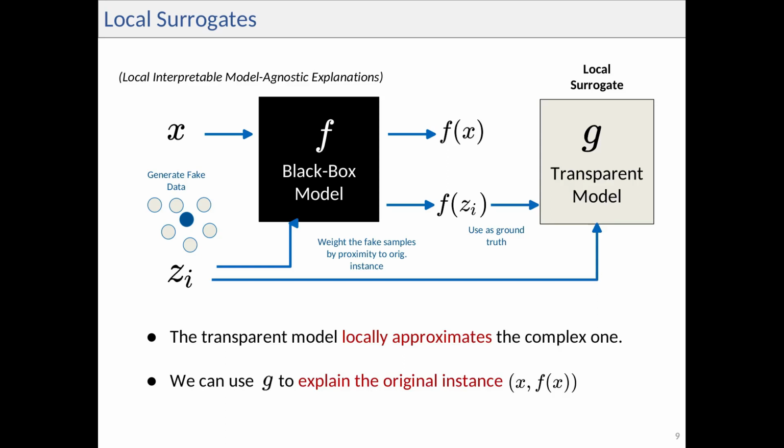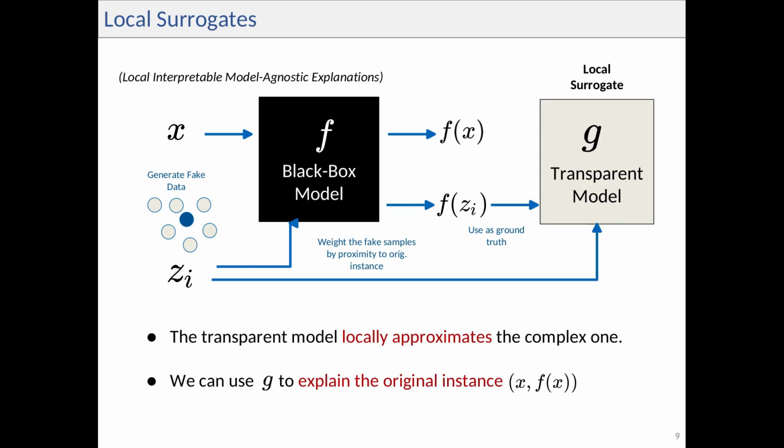But now we don't use many of these outputs to train G, because we want G to approximate f around a single instance. So what we do is we have this one single x, which is the instance around which we want to build G, and we generate a lot of fake data around x by perturbing it, and we call all these fake points z of i.